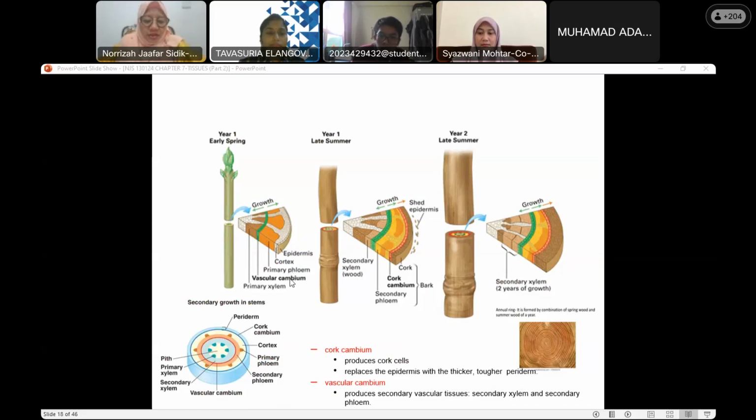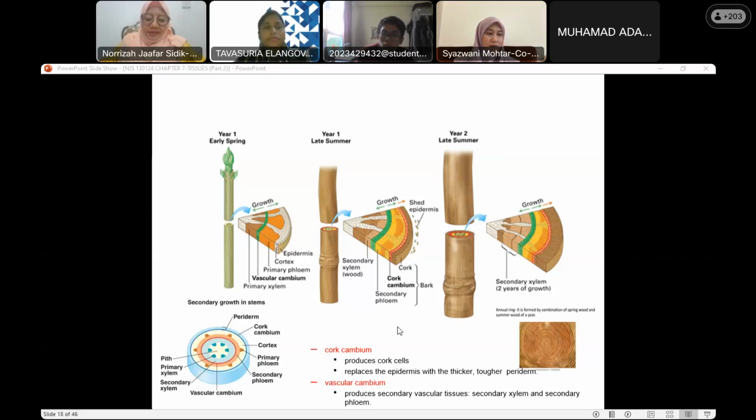You can see here, this shows the secondary growth in stem, in year 1, early spring. You can see here the outer layer is the epidermis, and then the cortex, and then the primary phloem. Between the primary phloem and the primary xylem, there is a vascular cambium. This vascular cambium will produce the secondary vascular tissues, the secondary xylem and the secondary phloem.